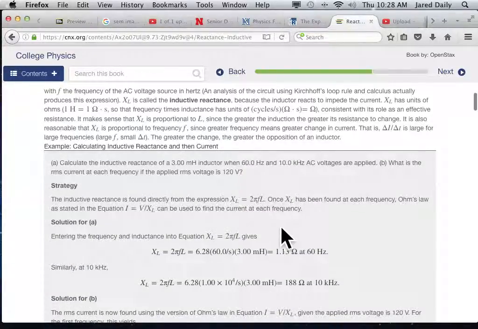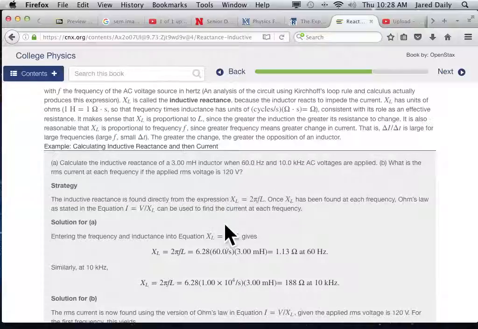So in this particular case, we're going to have an inductor that has a 3 millihenry self-inductance, and we're going to put it in a 60 hertz circuit and a 10 kilohertz circuit. And then we want to know what the current is at each frequency if you have 120 volts. Now everything has to be RMS in these cases, RMS meaning root mean squared. And so we plug in the numbers.